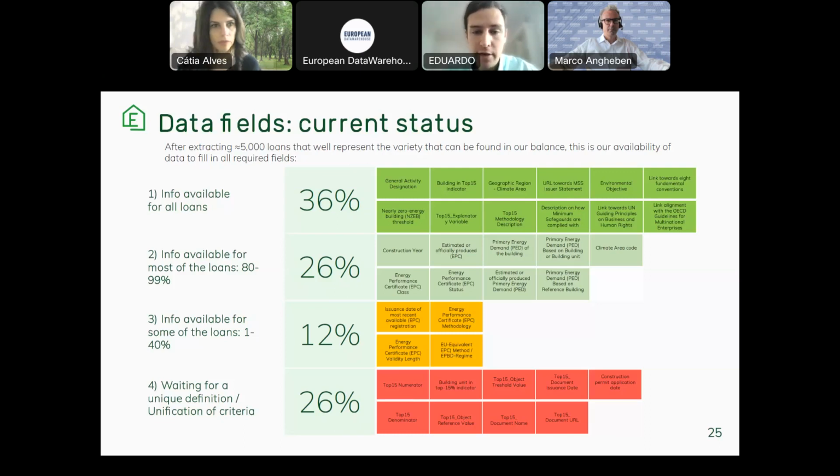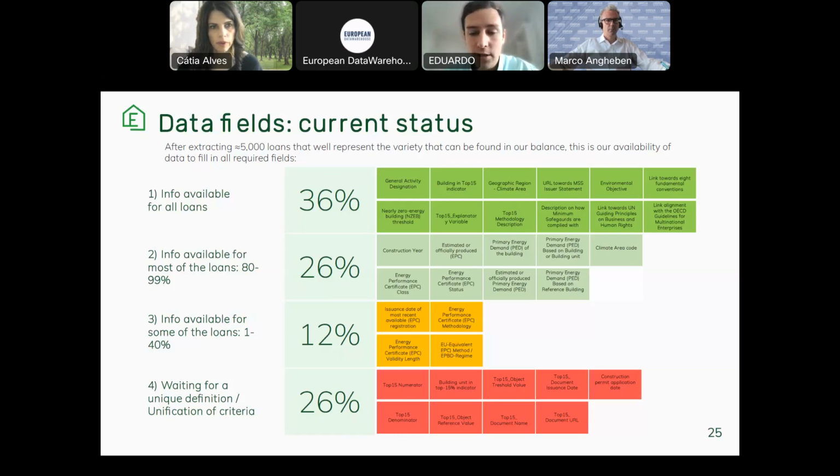These are the general activity designation, the NCEP threshold, whether the building is in the top 15 indicator or is not in the top 15 indicator, together with the explanatory variable and the methodology description, which is a methodology we work in together with our external partners, with a consultancy company we were working with. And I emphasize this because in Spain, we haven't got yet a general public document that we can take as a reference to continue building.